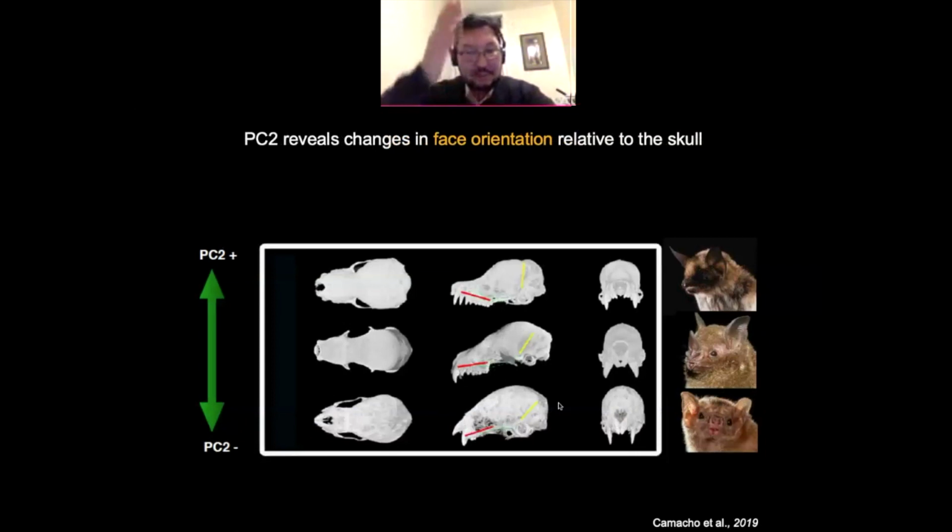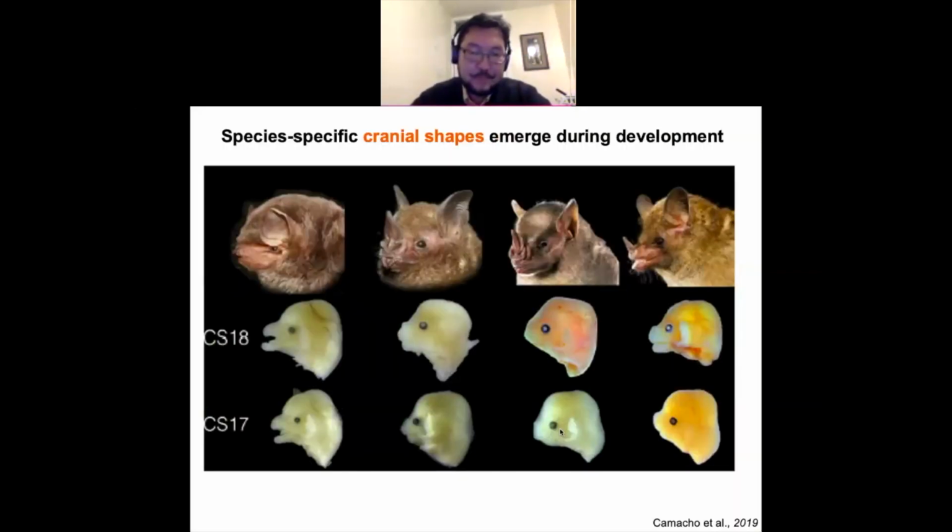If you look at PC2, the y-axis, which also explains a fair bit of variation, it's all about how the face is oriented relative to the skull. Some faces are upturned, like in the vampire bats. In the middle is the ancestral orientation. Some of them are faced downward or upturned. And this should remind you of how the beaks were connected to the skull in Darwin's finches. So that dimension is also very important in these bats.